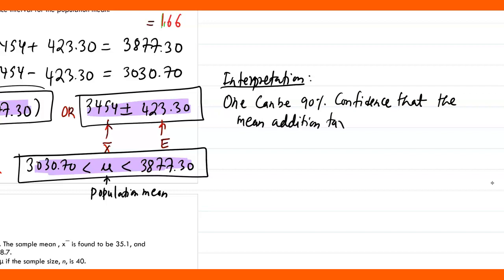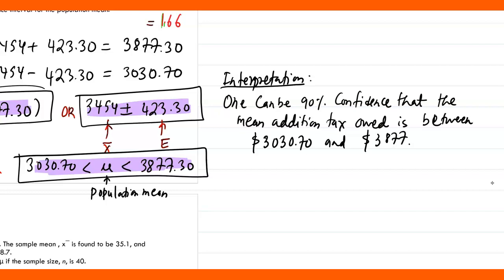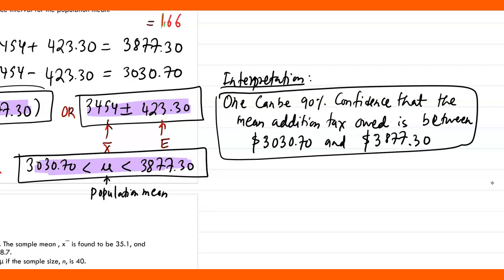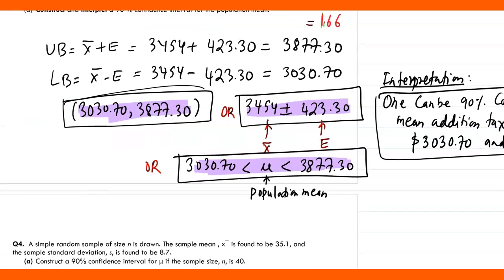additional tax owed is between $3,030.70 and $3,877.30. Okay, that's the interpretation. All right, that's all about this question number 3.